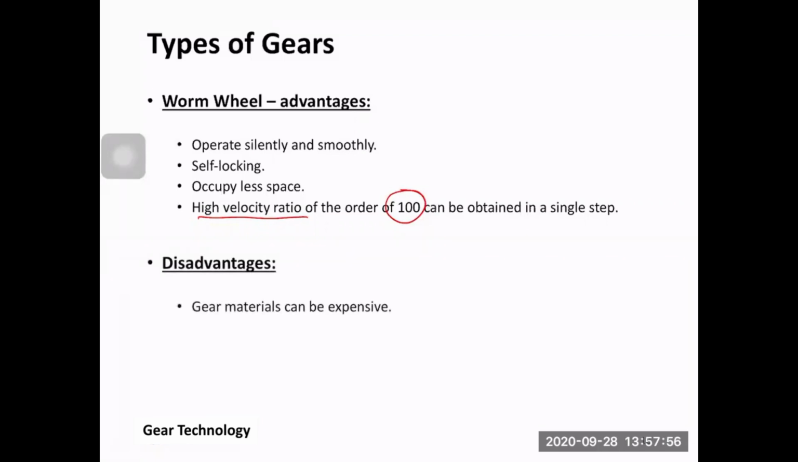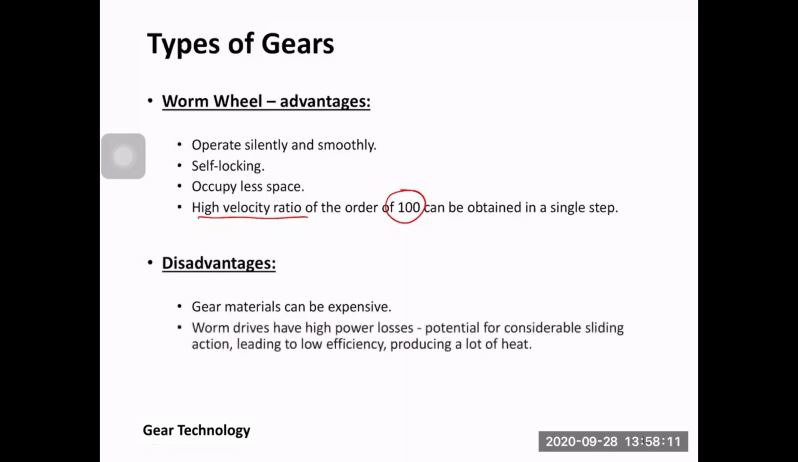There is lots of sliding here in this type of gears. So it means that the friction is high, temperature is generated. We need to use specific types of materials that could be expensive. Also, this leads to power loss and low efficiency.